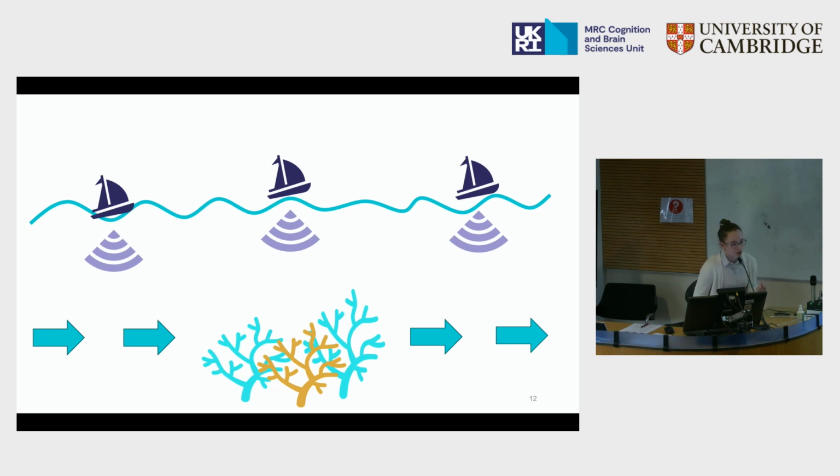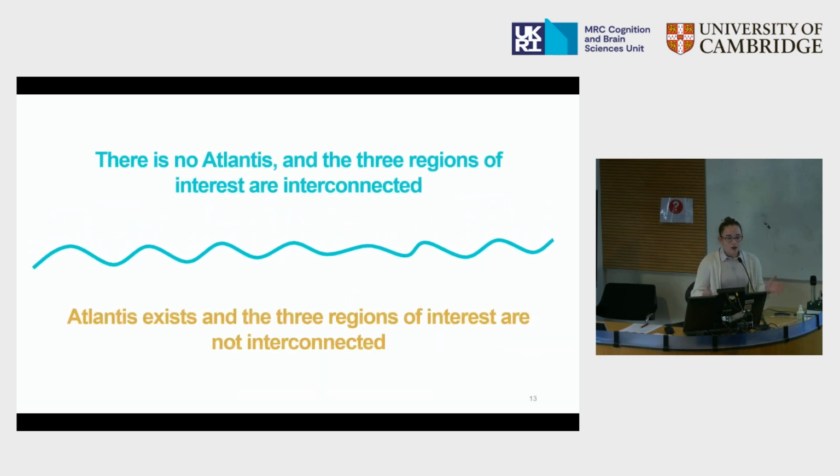So from this you get two different hypotheses. Hypothesis one, the boring one, there is no lost city of Atlantis, and the three regions of interest of our three boats are interconnected with each other. Or, the far more interesting hypothesis two, Atlantis exists, and the three regions of interest are not interconnected because Atlantis is stopping those ocean currents.